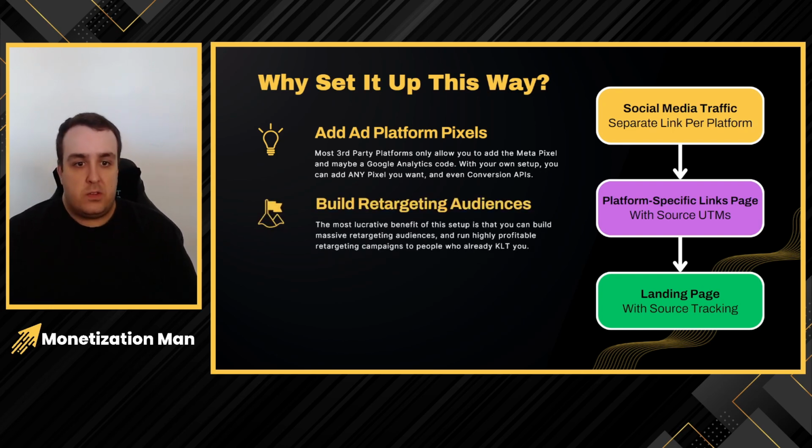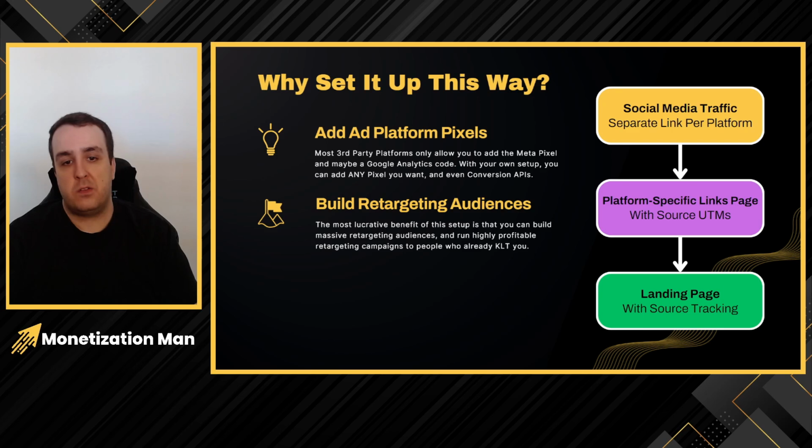So next, the second reason to set it up this way is you can build huge retargeting audiences. The most lucrative benefit of this setup is that you can build these massive retargeting audiences and run highly profitable retargeting campaigns to the people who already know, like, and trust you. So as people hit your links page, if you have the right pixels and conversion APIs and such installed on your links page, you're then able to retarget the people that land on your links page but don't convert or don't click on a link or what have you. And for the most part, when you run these retargeting ads to these people and you spend $1 on retargeting ads, you'll end up getting $10 or more back for every dollar you spend.